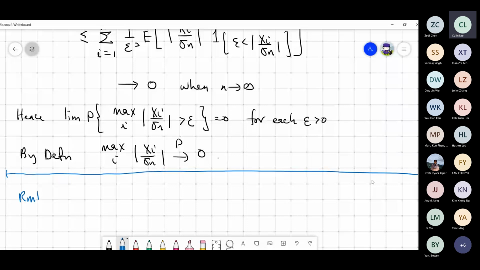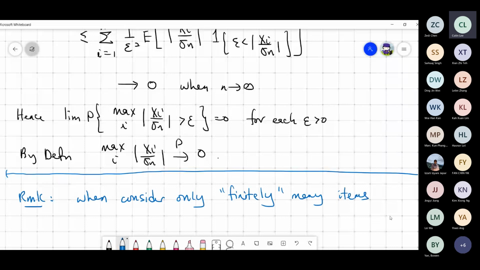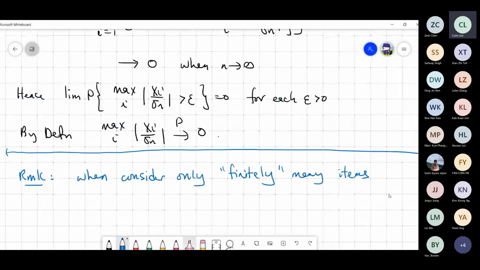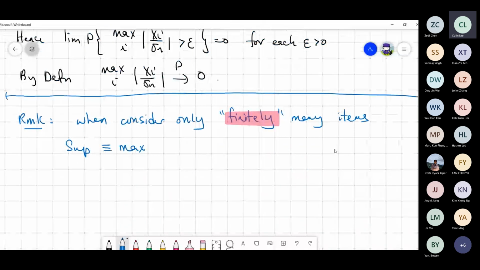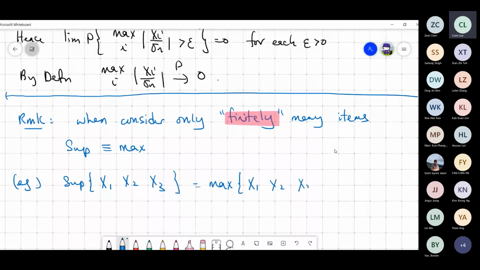So just a remark for you guys. When you consider only finitely many items, again, finite, so not up to infinity, then the maximum, you may assume, is equal to the supremum. They are the same. So for example, if you take the supremum of x1, x2, x3, that's it, then they are the same. These are the same when you consider finitely many items.